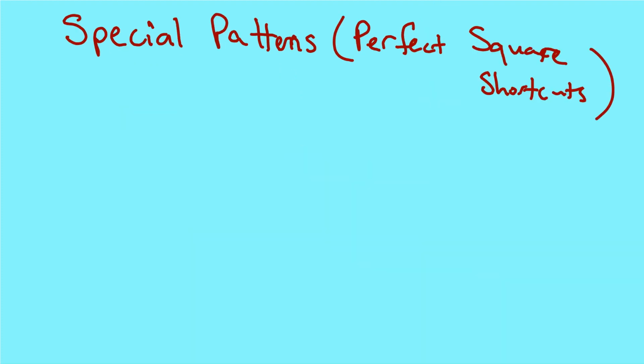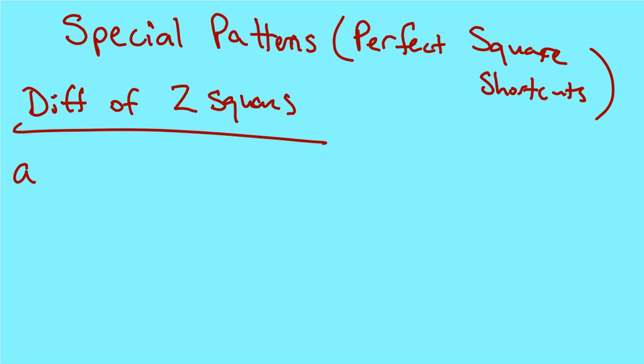Alright, so the next part of this assignment talks about special patterns. I call it perfect square shortcuts. So you have to know your perfect squares. That's why we're going to have a time test over perfect squares. So special patterns. The easiest one is the difference of two squares.